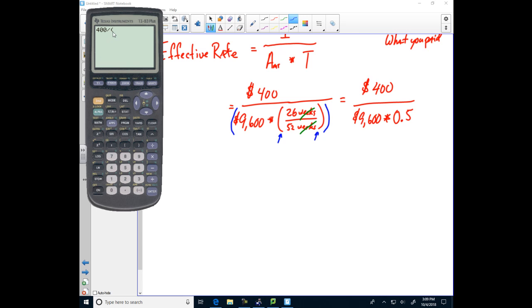That parentheses right there is that blue one. Okay? And then we got 9,600 times, open up another parentheses, that's that one right there. And then 26 divided by 52, close parentheses, that's the red one. Close another parentheses, that's the blue one. Press enter.